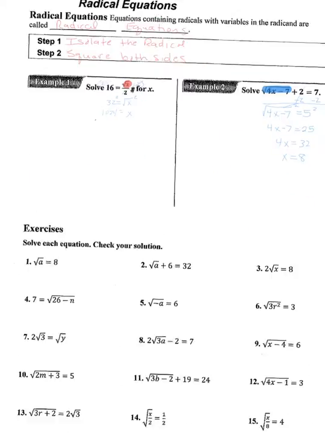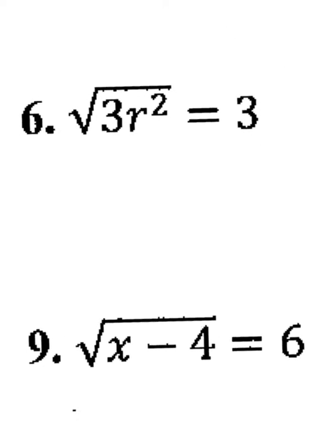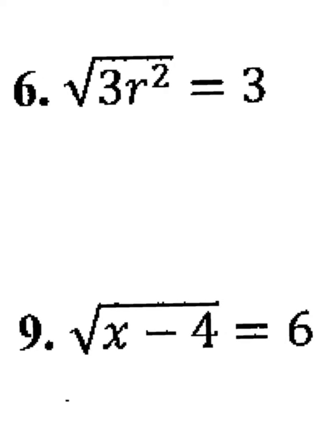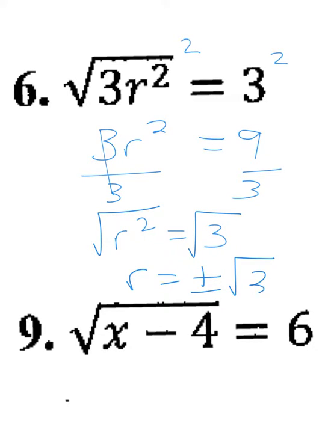All right, if we go down here and look at another problem or two, an example would be number 6. On number 6, the radical is already isolated, so you're just going to start by squaring both sides. So we get 3r squared equals 9. Now the square root's gone, so we solve for the variable and divide by 3. So we have r squared equals 3. To get rid of that square, we're going to square root both sides. So r will equal, remember, anytime you take the square root of something, it's plus or minus radical 3.